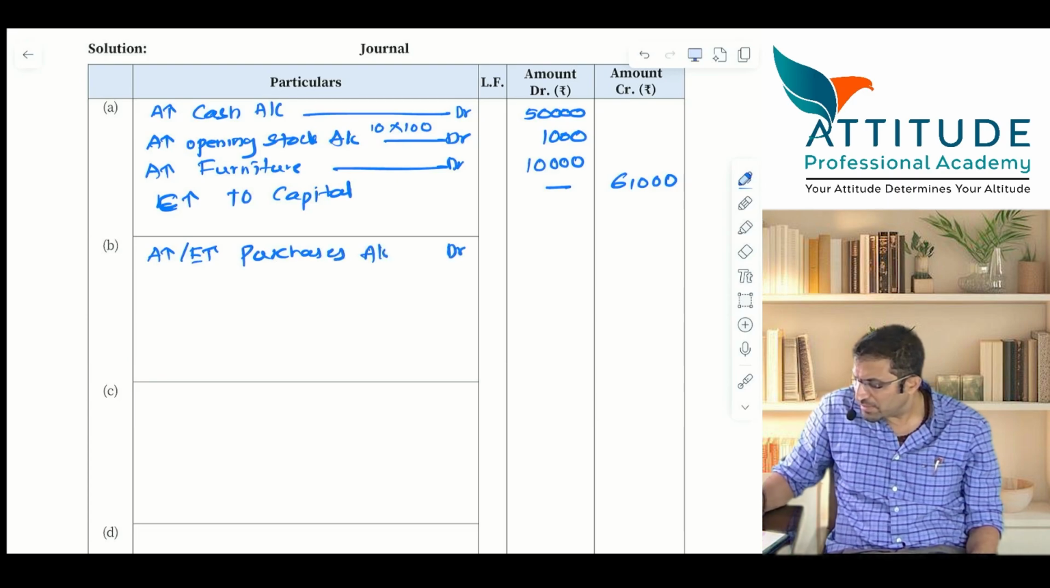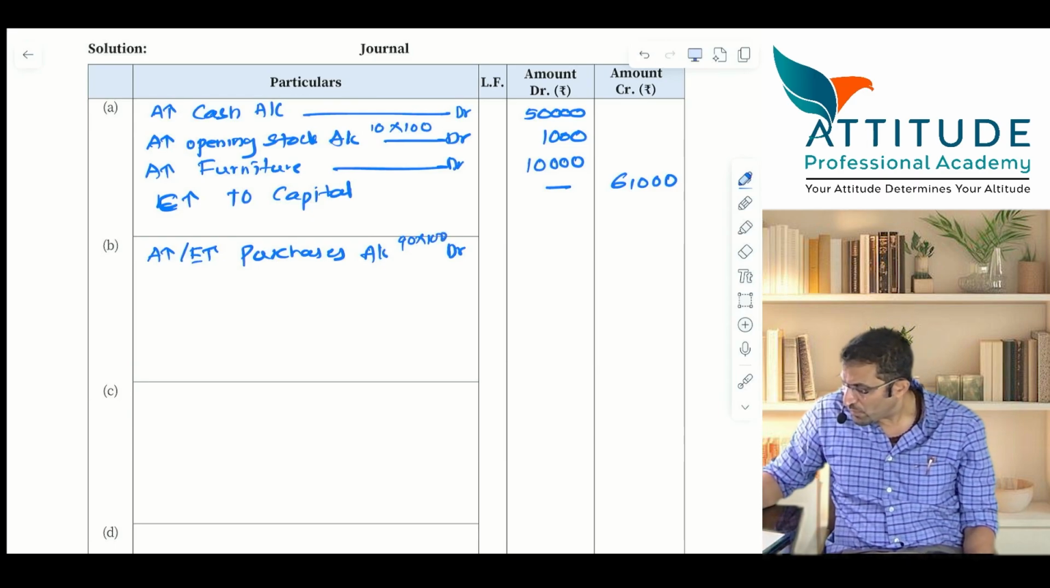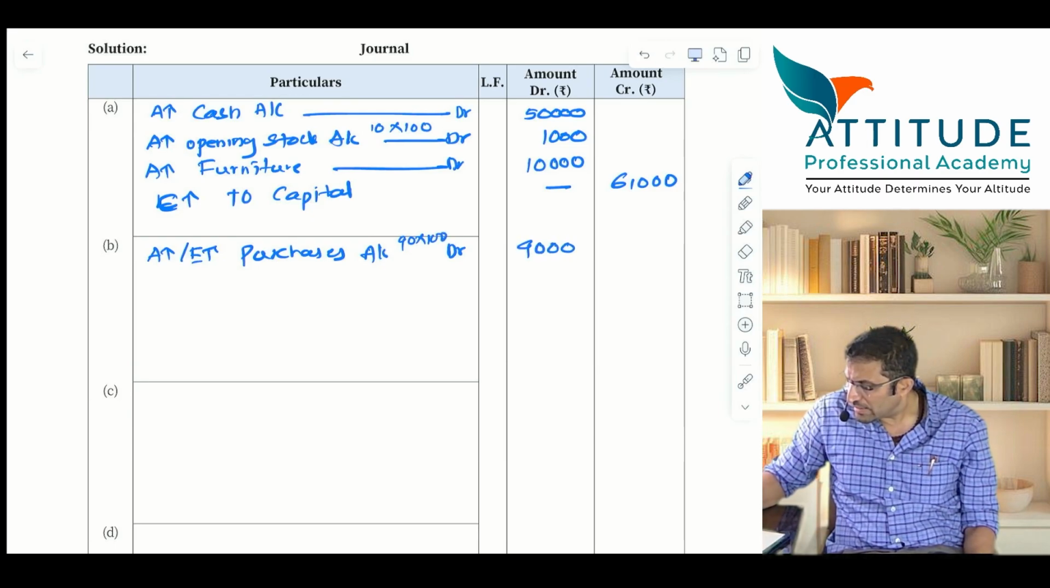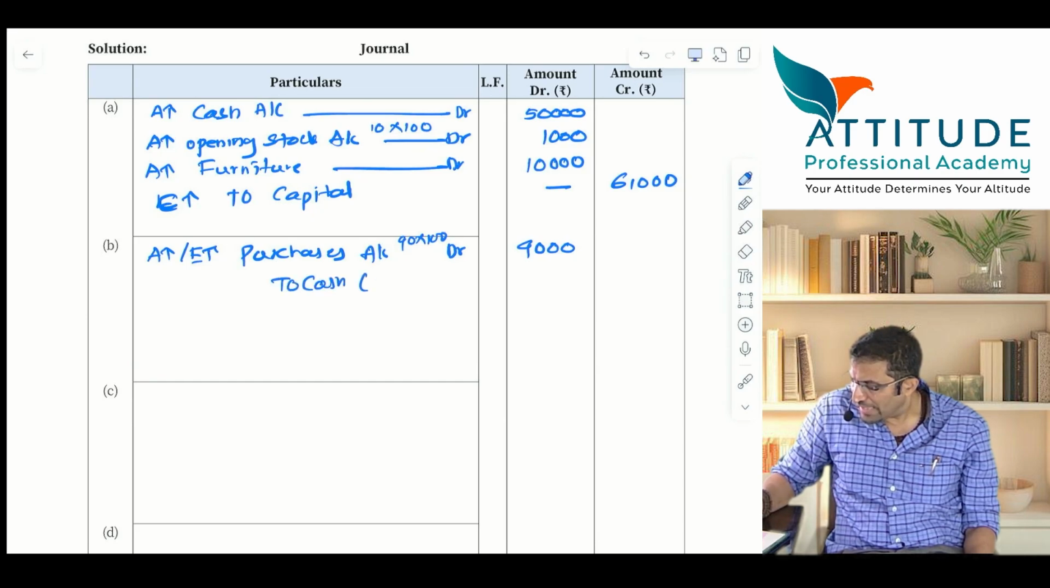How many shirts? 90 into 100. Cost price is 100. Total 9,000, to cash. I think 50 shirts into 100, correct? Which is how much? 5,000. Asset reduces to, I think, Ravan. Yes.